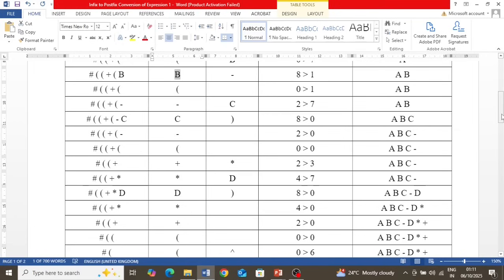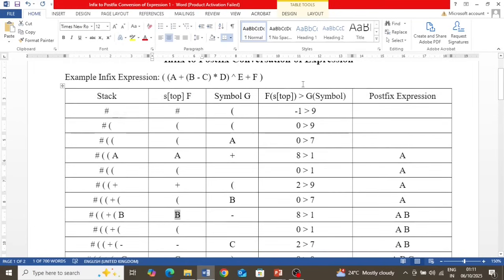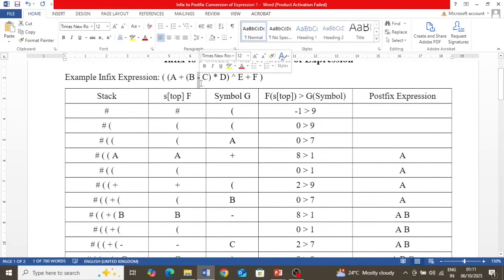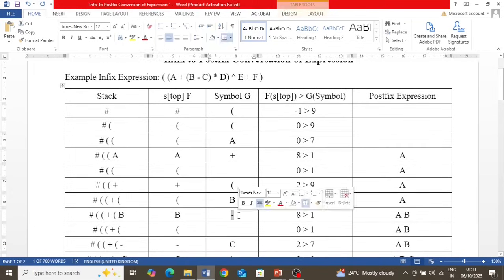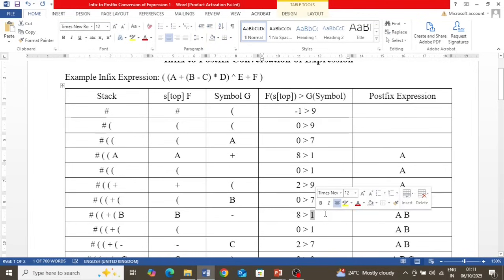So the next symbol available in the input infix expression is what? It is minus. So we are going to write here minus. So compare between b and minus. So the b value at the top of the stack is what? 8, whereas the minus value is what? 1. Okay. Is 8 greater than 1? Of course yes. So here we are going to apply step number 1.